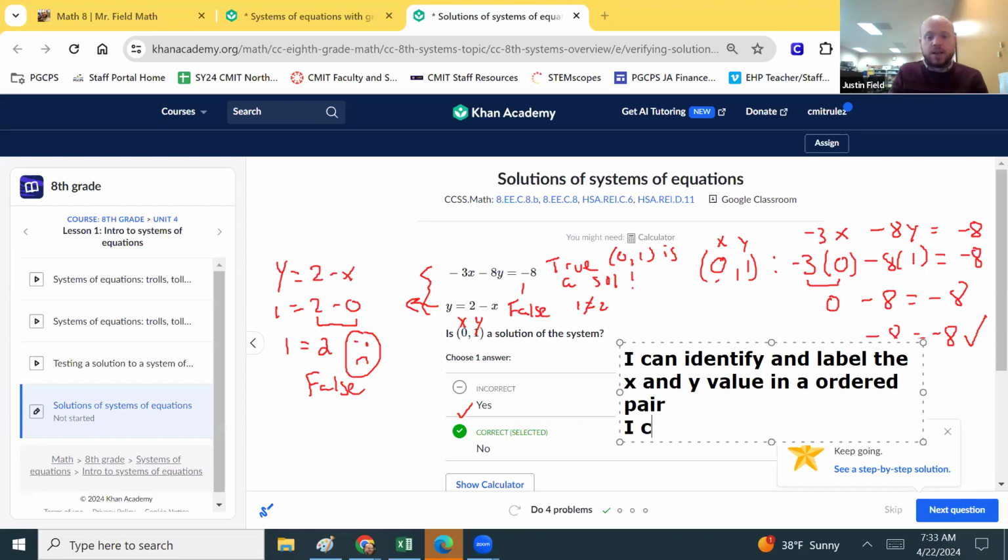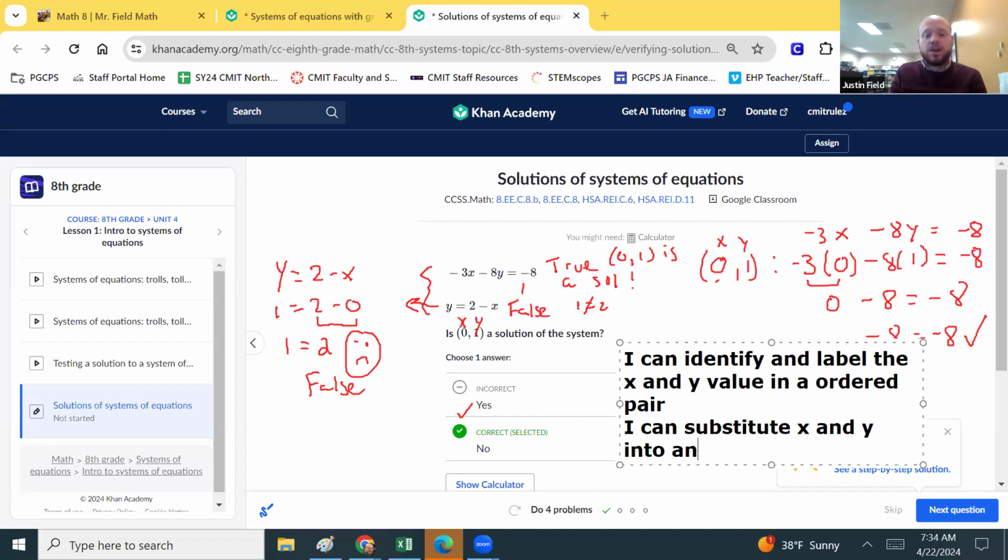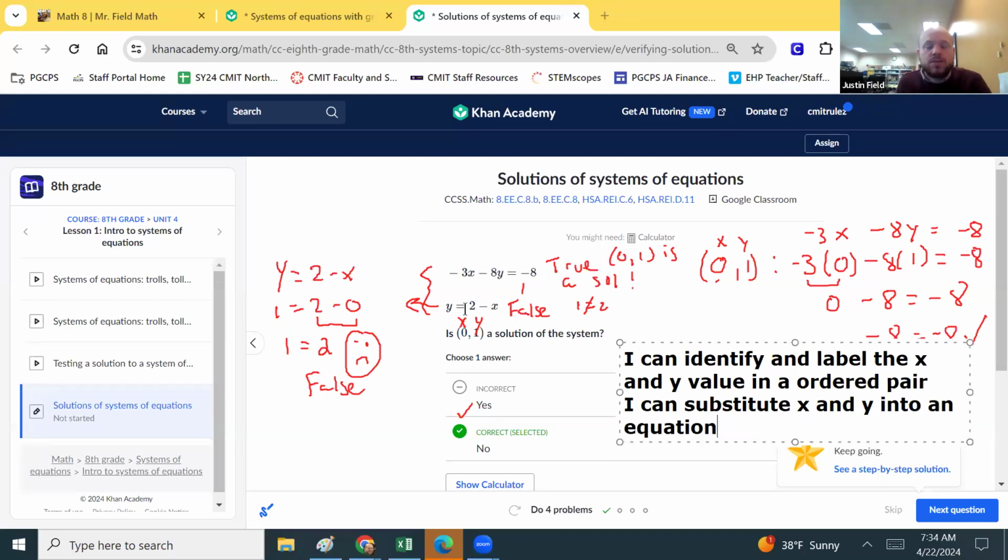So I can substitute X and Y into the equation. So we had to do that. So the first thing, label your ordered pair. Next thing, substitute X and Y into the equation.